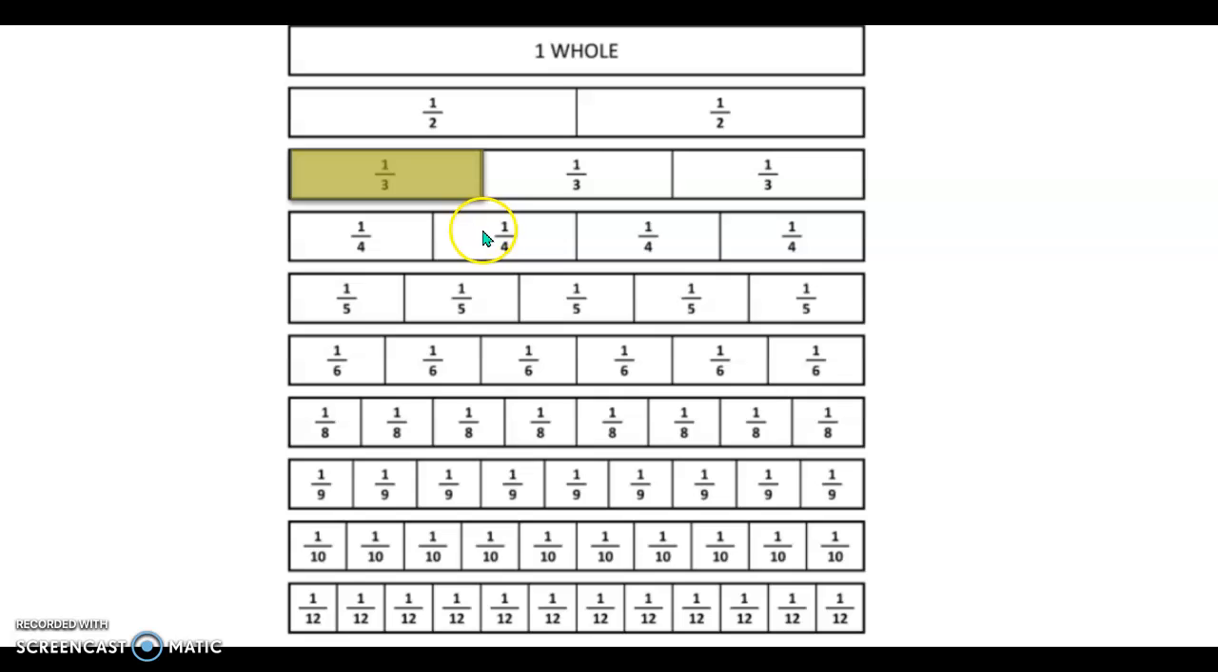So I'm going to go down. Nope, 4ths doesn't work. Oh, 5ths doesn't work. Oh, look, I found one. There's 6ths. So I can say that 1/6, 2/6 is equal to 1/3 or equivalent to 1/3.